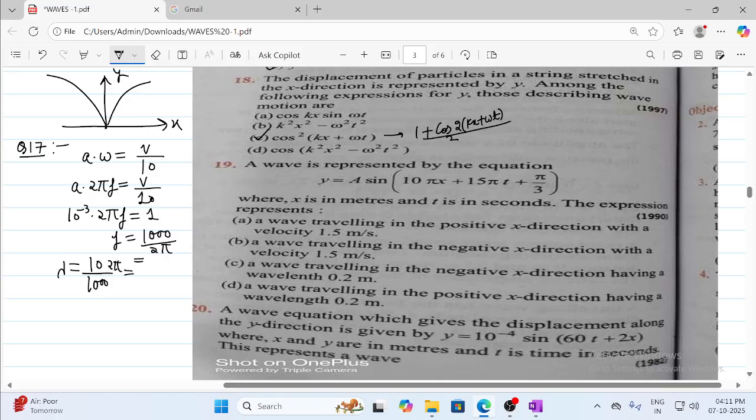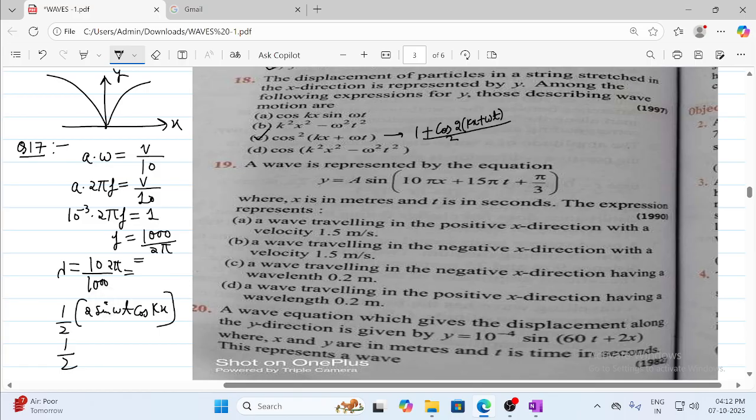What about the first one? Multiply and divide by 2. Then 2 cos A sin B is sin(A plus B) plus sin(A minus B). Wait, I will solve it here. We are taking 1 by 2 into 2 sin omega t cos kx. This one, right? Yes. Clear? So how can we write this one?